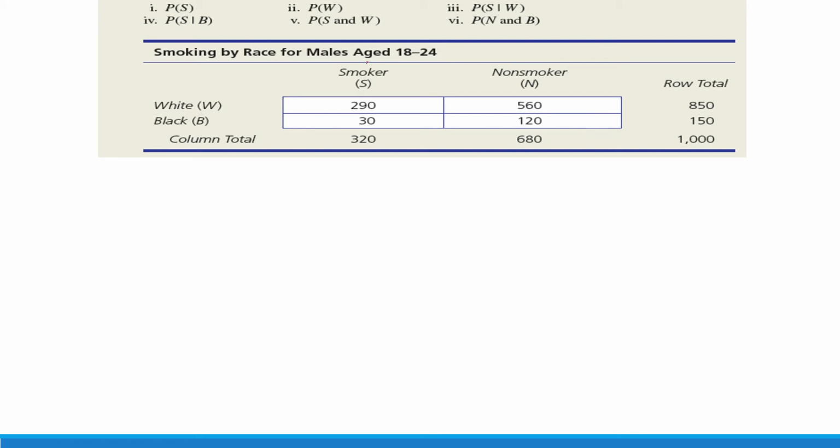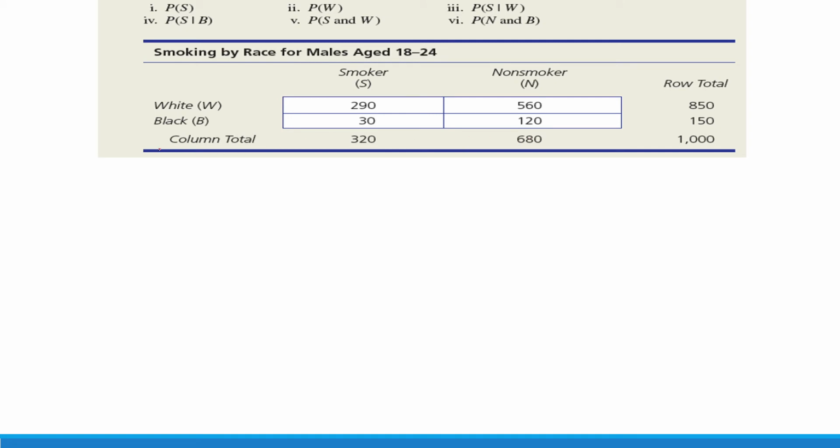For the contingency table, we have the columns intersecting the rows. We call this intersection a cell. Each cell contains the joint probability of the two variables. So for example, the 290 represents the joint probability that the selected observation is white and smoker.